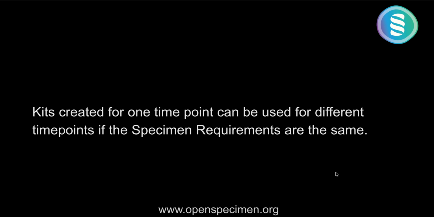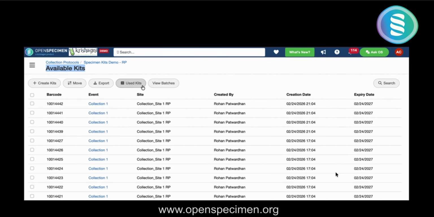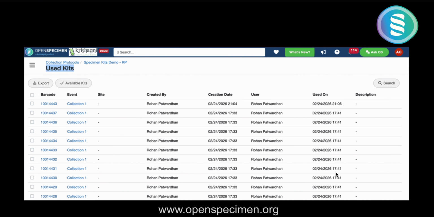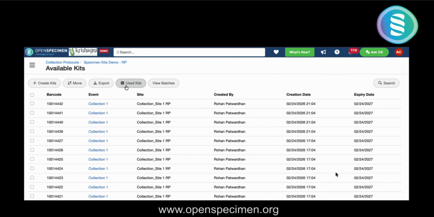Now, once the kits are created in OpenSpecimen, they are not linked to any particular participant until the point of collection. So whenever a participant comes in, the collector can directly pick up any kit and use it for that particular event of that participant. Secondly, since the collected specimens can be similar across events or across the study, the same kit can be used across events and study as well.